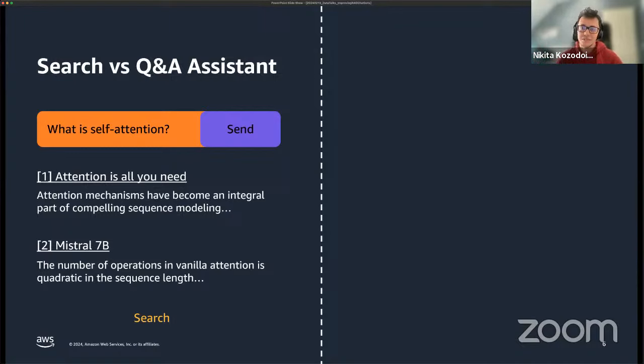If you use the classic search experience, what you will get in response is a couple of sources that talk about attention. And then you can click on those sources, you can go check them out, and you can get the answer for yourself. This is how it used to work previously without chatbots.